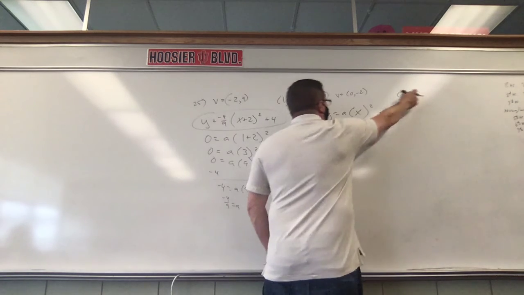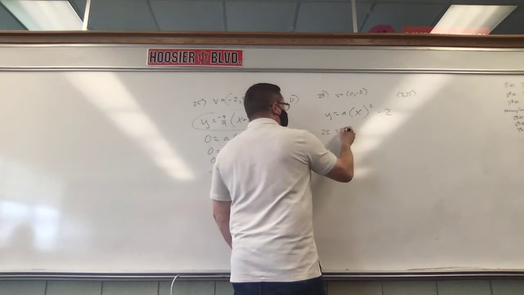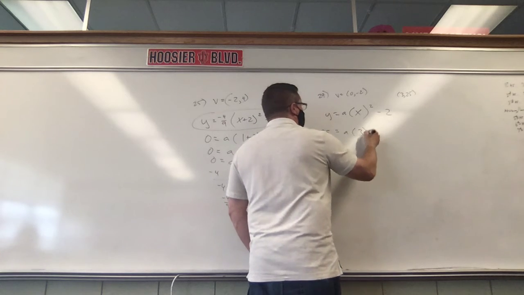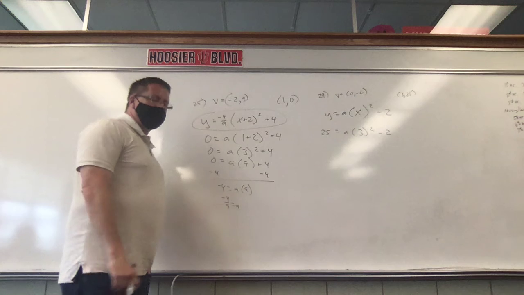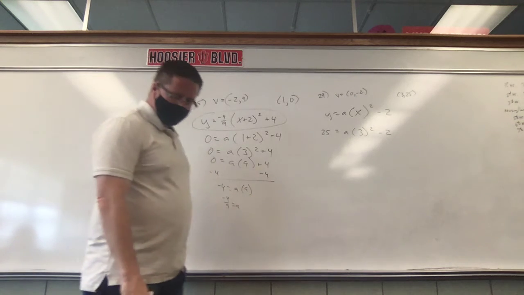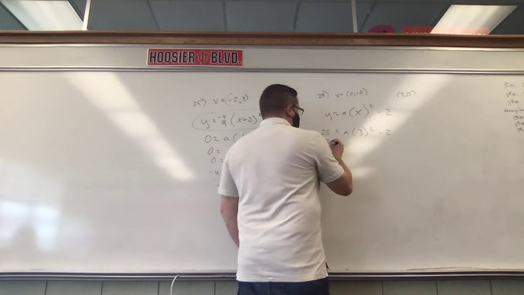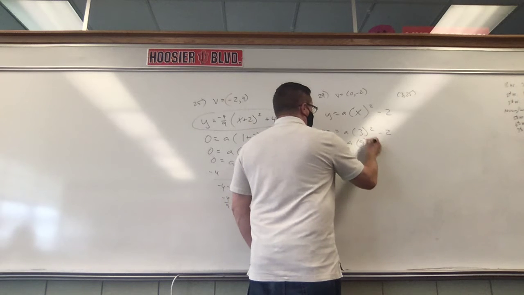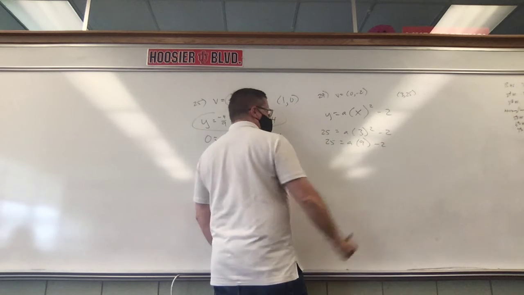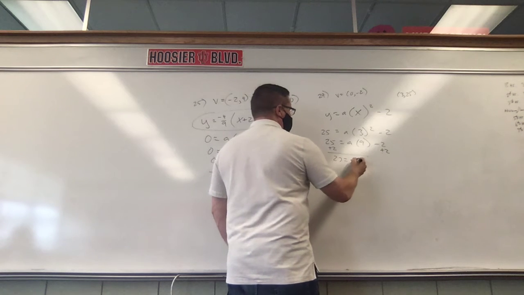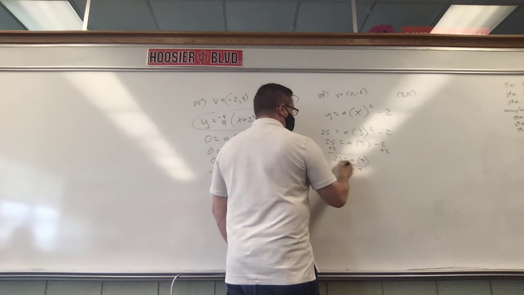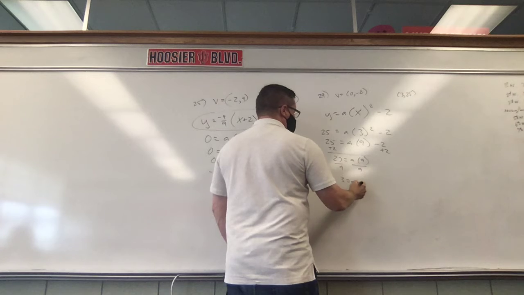Then plug in the point (3, 25). So 25 equals a times 3 squared minus 2. Again, they gave us the other point, (3, 25). Clean it up: 25 equals a times 9 minus 2. Add 2 to each side: 25 plus 2 is 27, equals a times 9. Divide by 9. A is 3.